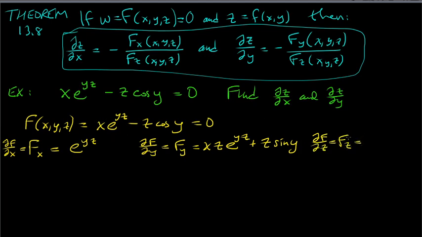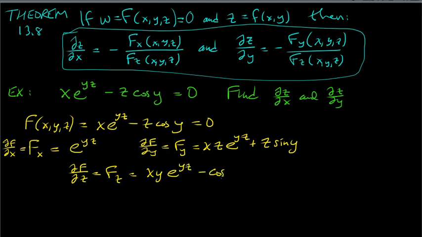So now we get xy. I'm going to run out of space here. Sorry about this, so I'll do it down here. So with respect to z, y is a constant, so you get x times y times e to the yz, and then minus cosine of y, right? Because there's your z.